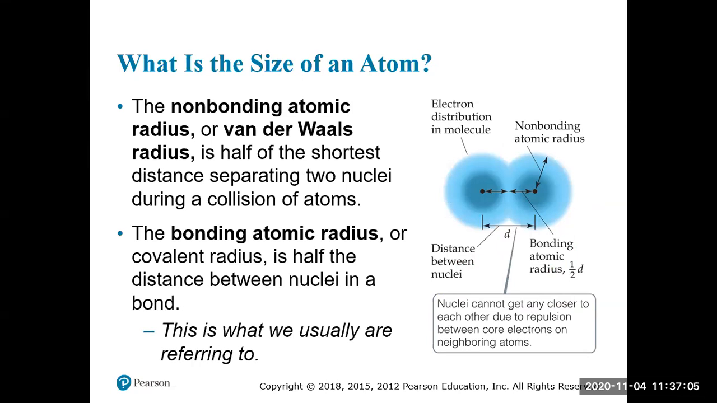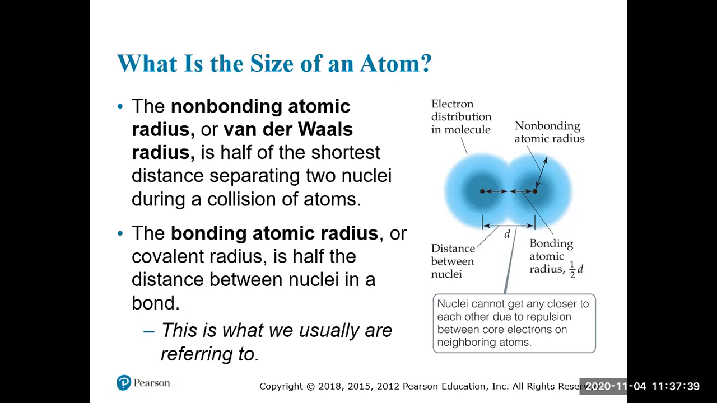There's also something called the bonding atomic radius or the covalent radius. And this is half the distance between nuclei in a bond. That's really the one we're most interested in. Because usually when we're talking about things, we're trying to figure out what's going on from a bonding perspective. So we're going to focus more on the bonding or covalent radius than we are this non-bonding atomic radius or van der Waals radius.